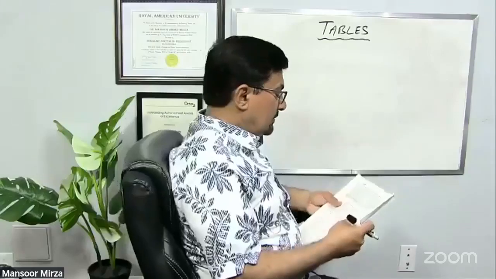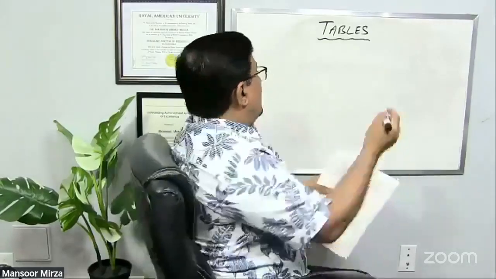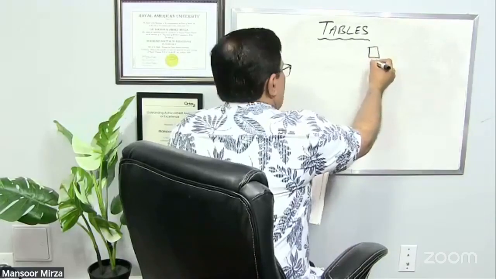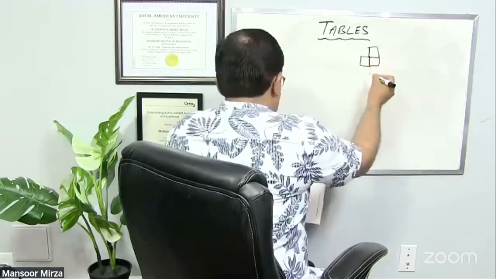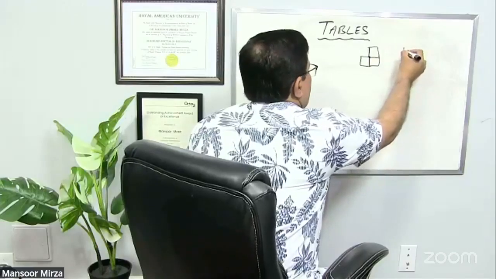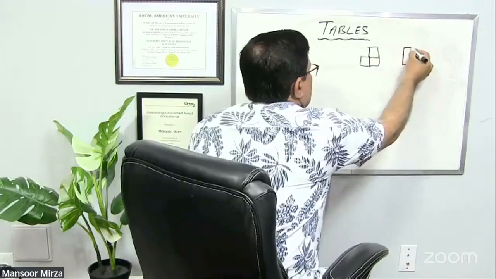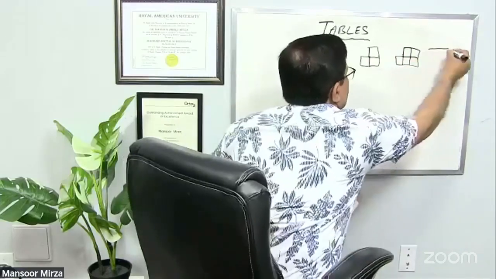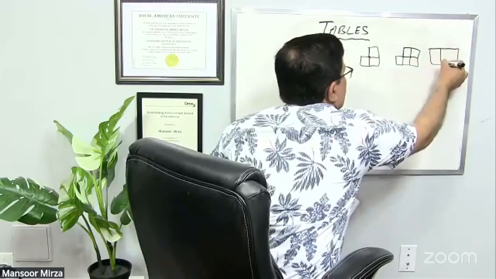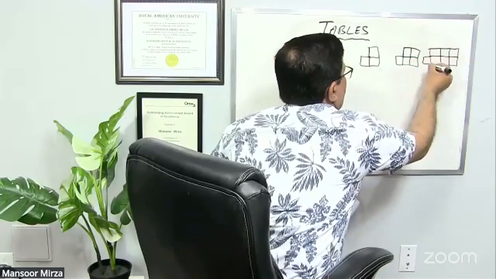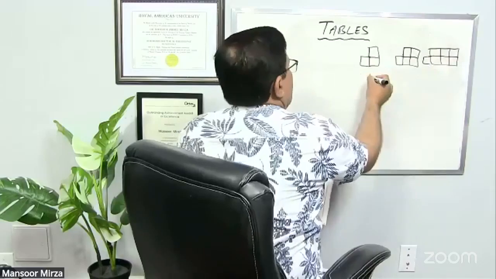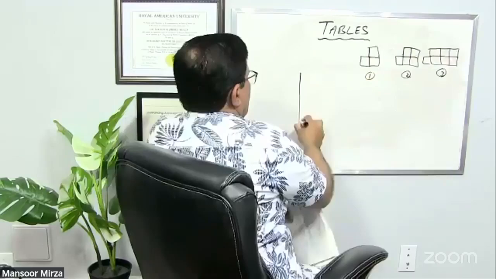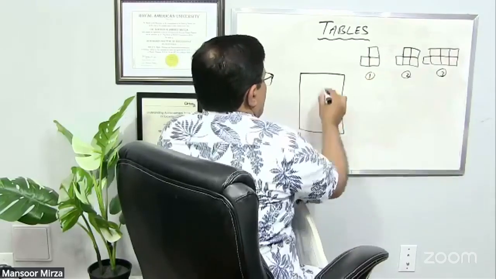So for the tables, let me show you a figure where we have, let's say, 3 blocks. Then we have another figure where we have 5 blocks, and then we have 7 blocks. So in this way, we can say this is our table 1, this is our table 2, this is our table 3. If we have to draw them in a table format, we can easily do that.